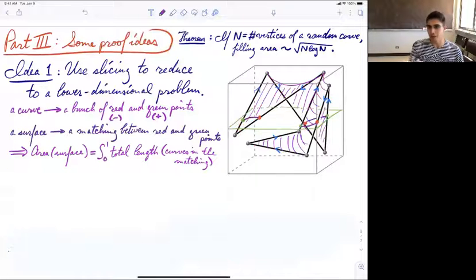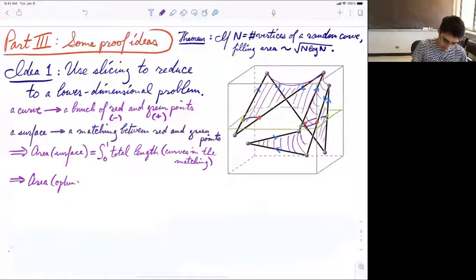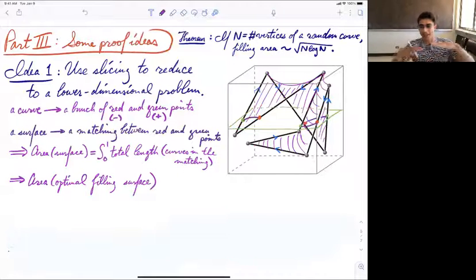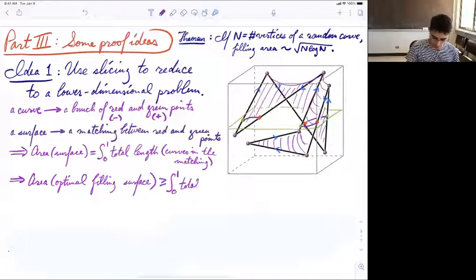And so, if we want to take the area of the most efficient surface, so the area of the optimal filling surface, well, you don't know that the slices of that filling surface are actually going to be optimal matchings, but they're going to be some sort of matchings. And so this is going to be greater than or equal to the integral of the total lengths of the optimal matchings.